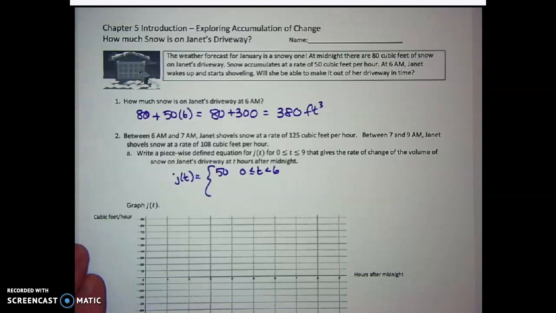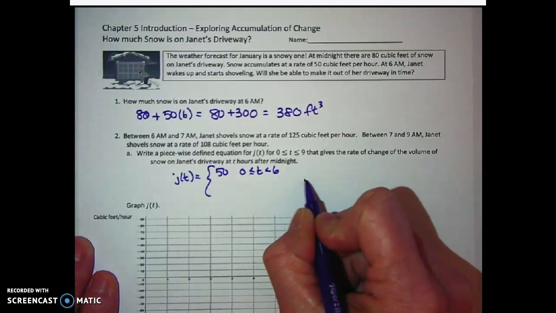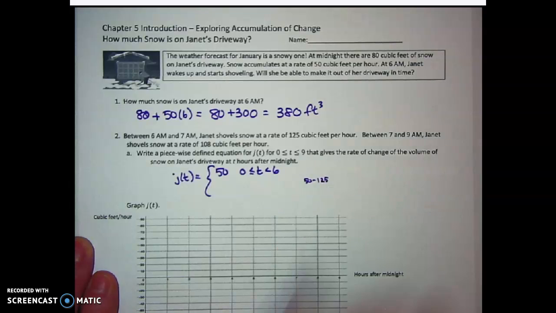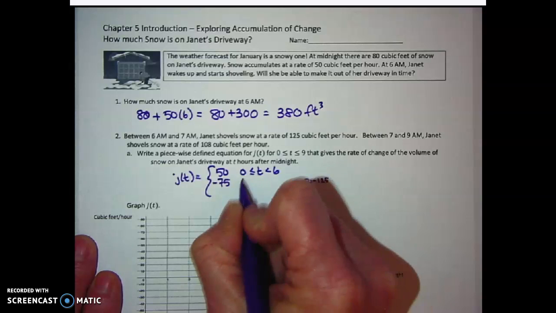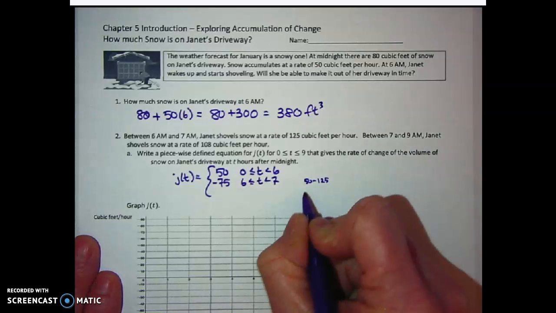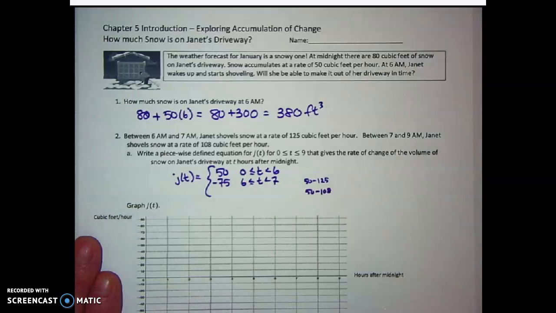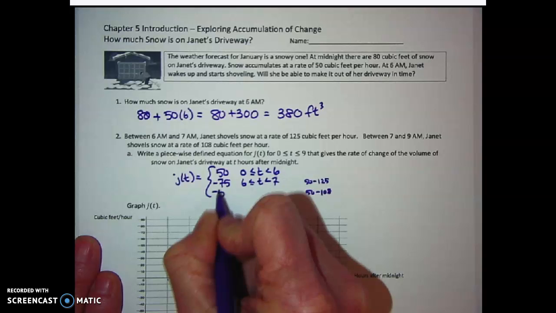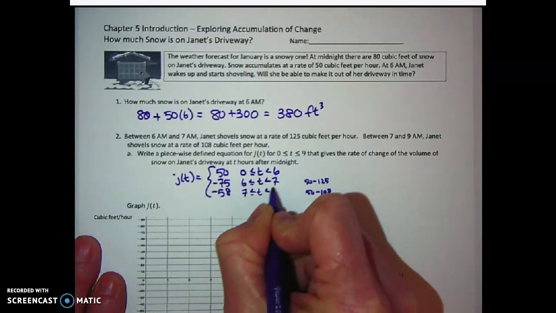For the first 6 hours, the rate of change is a steady 50 cubic feet per hour. For the hour from 6 to 7, it's still coming down at 50 cubic feet per hour, but she's shoveling at a rate of 125 cubic feet per hour. So the rate of change is actually negative 75 for the hours between 6 and 7. Then she slows down, but it's still coming down at 50 cubic feet per hour, and she's only shoveling at 108 cubic feet. So the actual change is negative 58 from the hours 7 to 9.